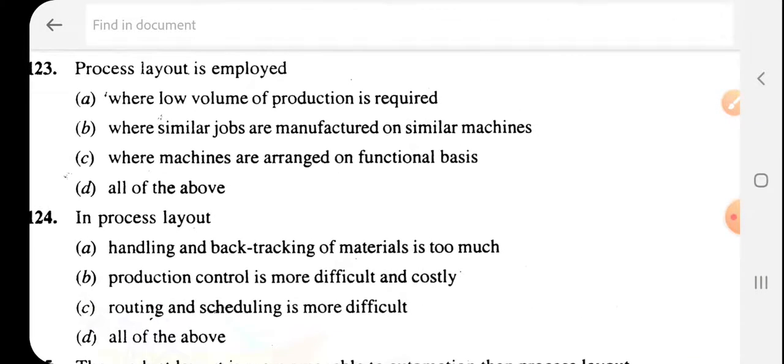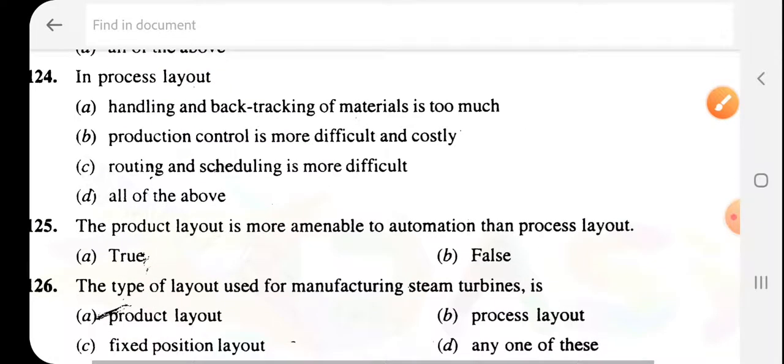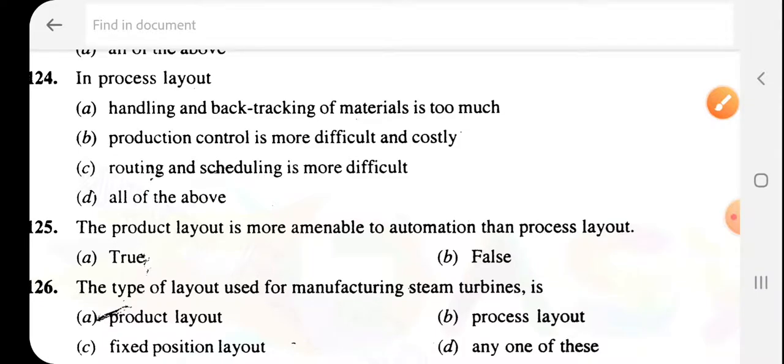Process layout is employed for all of this above: where low volume of production is required, where similar jobs are manufactured on similar machines, where machines are arranged on a functional basis. That is all of this above. Process layout. The 124th is D, that is also all of this above.